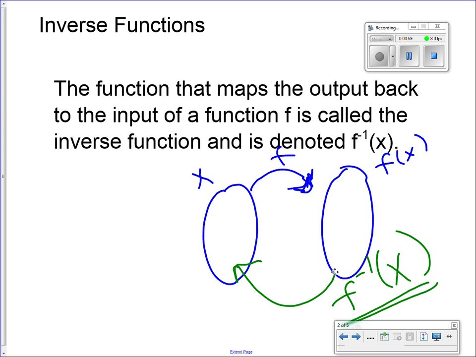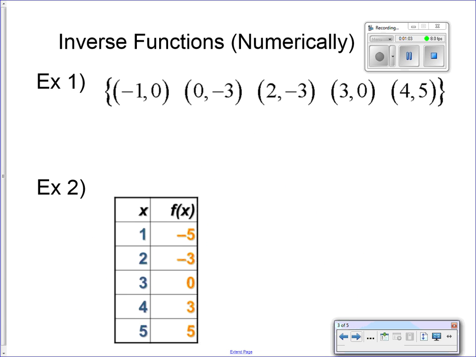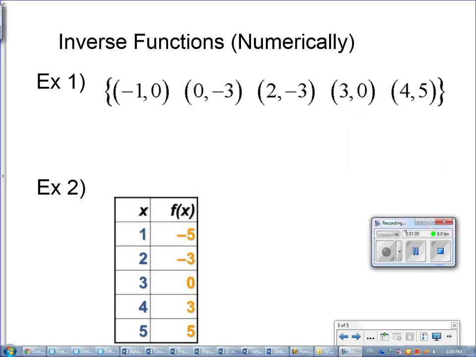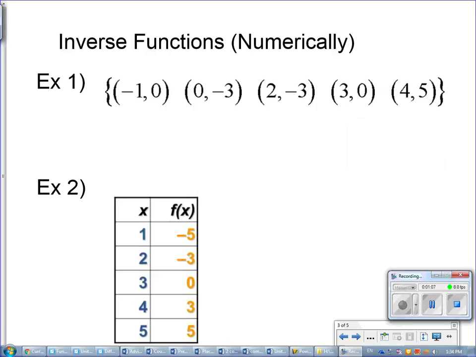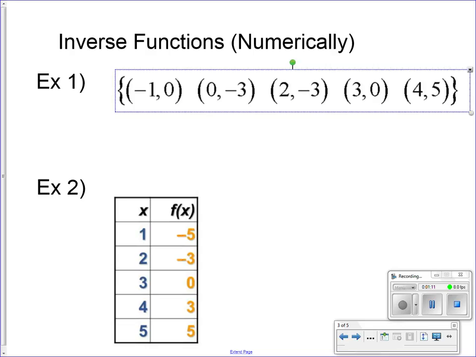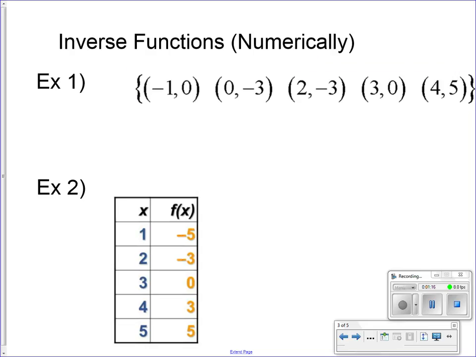So let's take a look at a couple different ways to calculate an inverse. The first is numerically. We've got 2 examples here. In the first example, we have a set of ordered pairs. So this is our function. I'm just going to label that f of x.